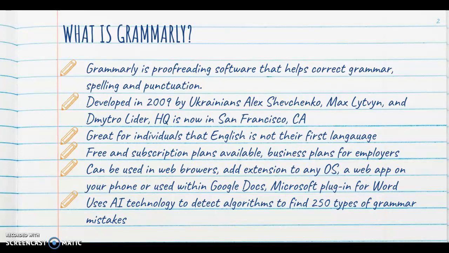You can add the extension to Chrome or whatever web browser you're using, use within Google Docs, or the plugin available now for Word. So Grammarly works by using AI algorithms to find 250 common grammar mistakes. It analyzes each sentence, looks for a way to improve it, uses your feedback to learn your tone, and make adjustments. You can also switch from formal and professional writing to academic writing for papers.